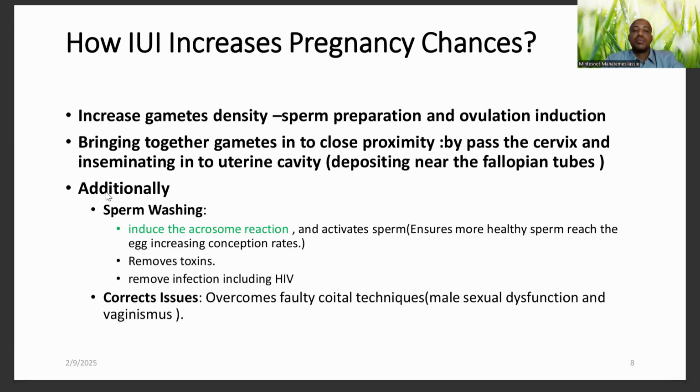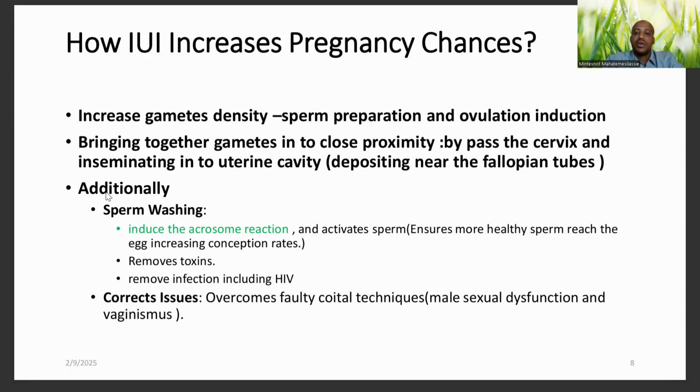Additionally, by doing sperm washing during the process of IUI, we are inducing the acrosomal reaction, we are activating sperm. So this will ensure more healthy sperm reach the site of fertilization. We are also removing toxins, so we are increasing the safety of intrauterine insemination. In addition to that, we are removing some infectious diseases like HIV during the process of sperm washing. So it is not only increasing the chance of pregnancy, we are also preventing the transmission of some sexually transmitted diseases like HIV.